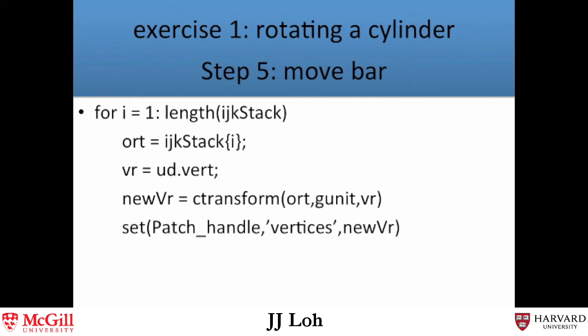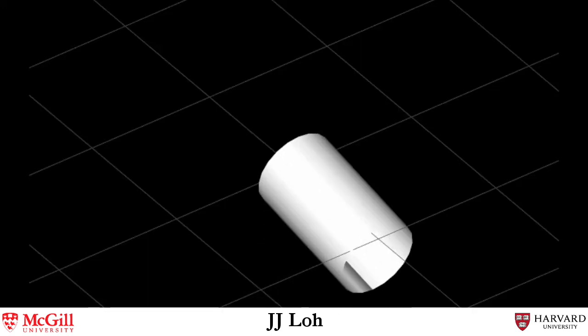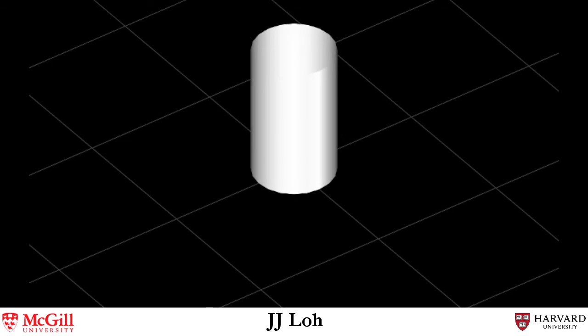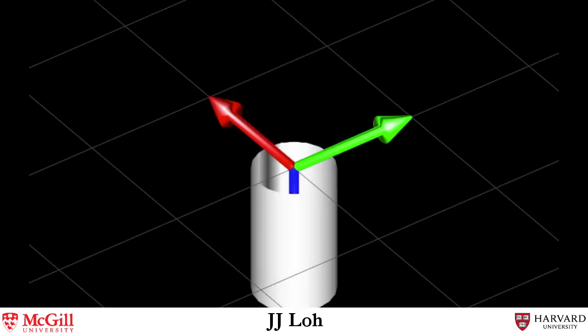And number 4, set the patch to the new vertices. And of course, number 5, repeat those steps for every frame of your movement. And there you go. Finally, a movement. We rotate the ijk vectors and the cylinder comes along for the ride.